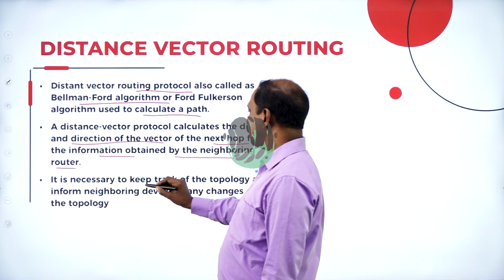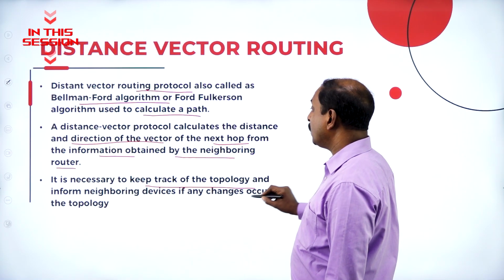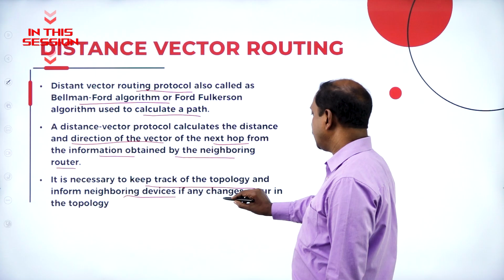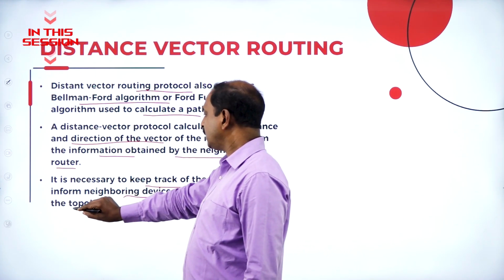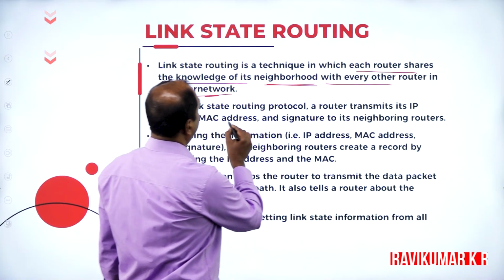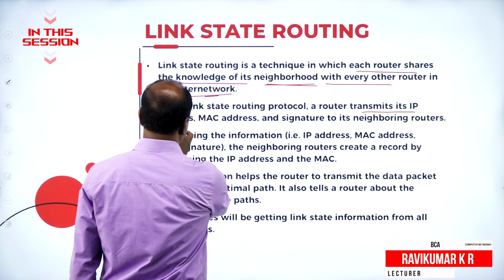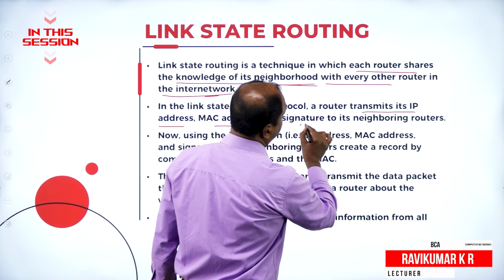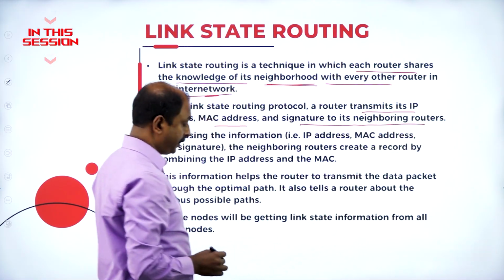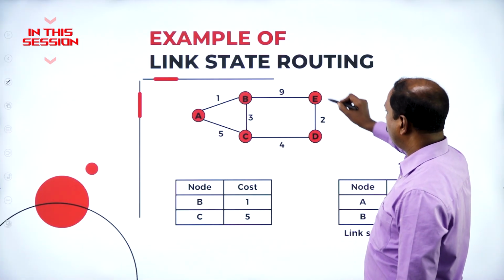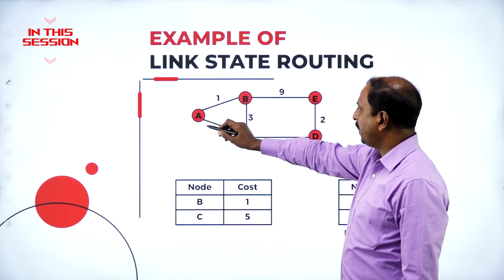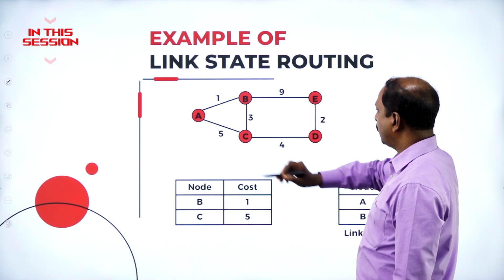And it is necessary to keep track of the topology and inform neighboring devices if any changes occurred in the topology. In the link state routing protocol, a router transmits its IP address, MAC address and signature to its neighboring routers. This is a network example here. So in the network we have A, B, C, D, E are the routers.